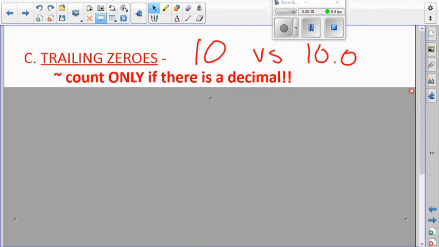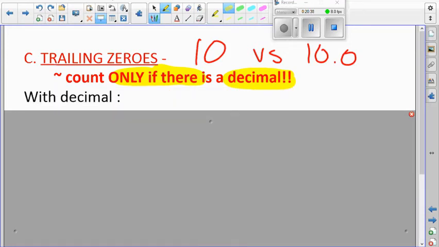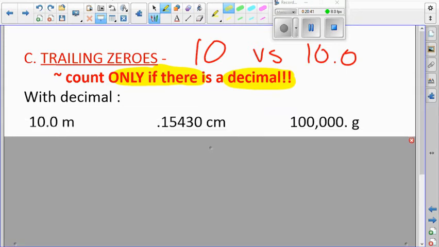They count only if there is a decimal. I'm going to highlight only if there is a decimal. Trailing zeros count only if there's a decimal. Only. So, numbers with a decimal. So here we go, 10.0. It's a trailing zero because there's no non-zero after it. But is there a decimal in 10.0? Does it have a decimal? Yes, it does. So that means all these are significant. 3 sig figs.